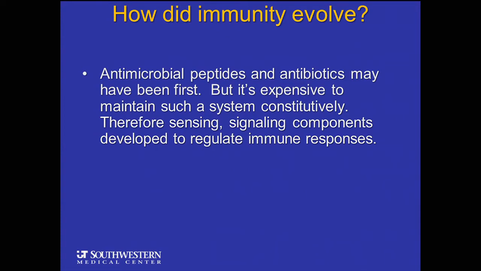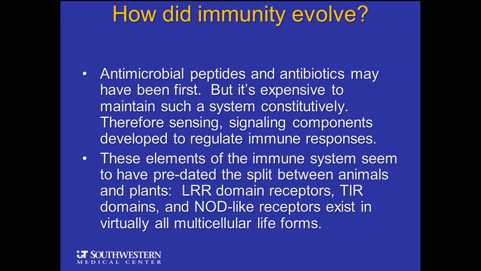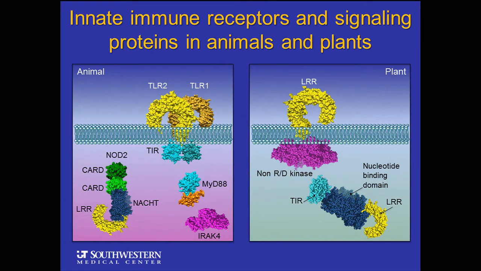We can guess that in the beginning, the first things that conferred resistance might have been antimicrobial peptides or even antibiotics, but it would be expensive to maintain a constitutive system for protection against microbes, and therefore sensing and signaling components of an immune system, a prototypic immune system, must have arisen quite early on to regulate immune responses. Some of those components clearly predated the split between plants and animals, among them the leucine-rich repeat domains of receptors, the TIR domain, the NOD-like receptor domains, and these are observed in virtually all multicellular life forms.